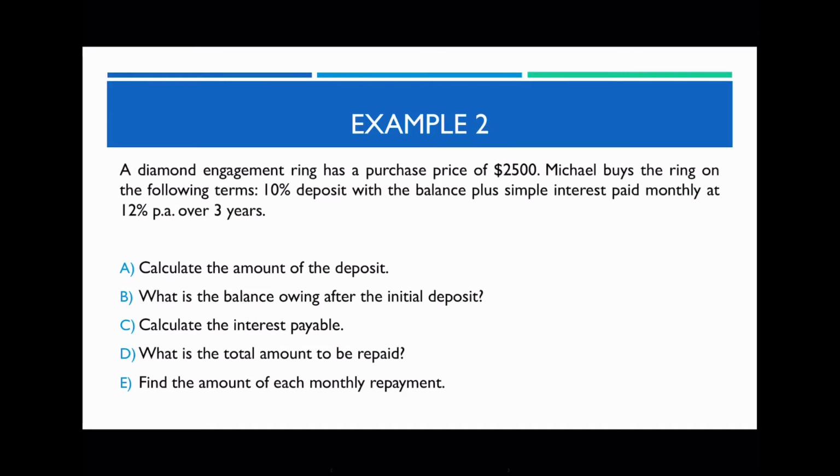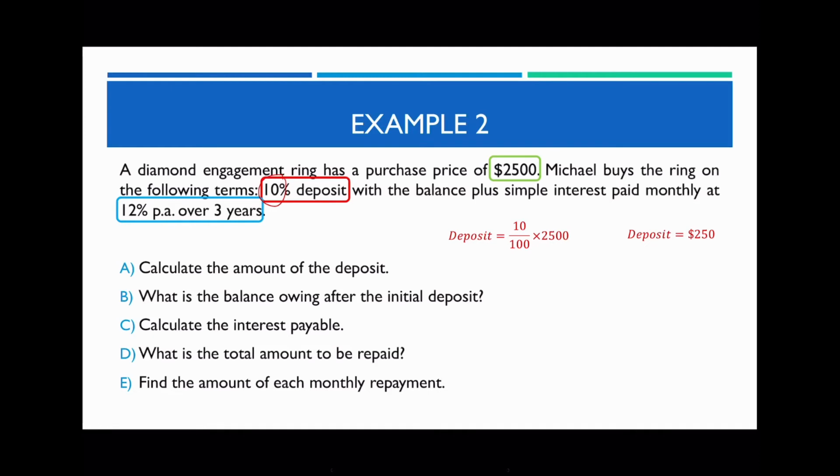So what I'm going to do again, like my other example, is highlight the key important information, and now I can actually start answering the question. So part A wants you to calculate the deposit. So how much did you actually pay upfront? Michael paid 10% deposit, okay? And the ring cost 2,500. So find out what is 10% of 2,500. In this case, it's going to equal $250. So that's the answer for part A.